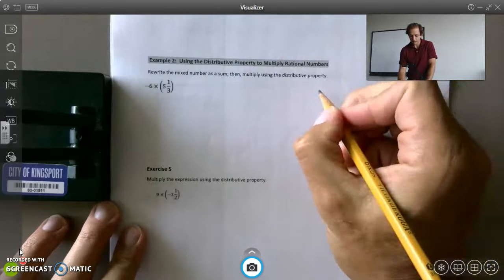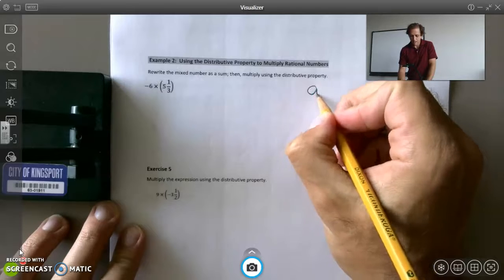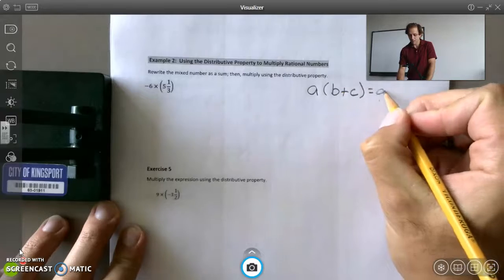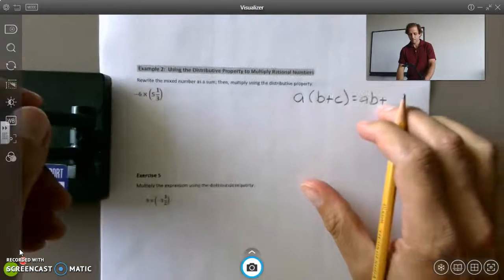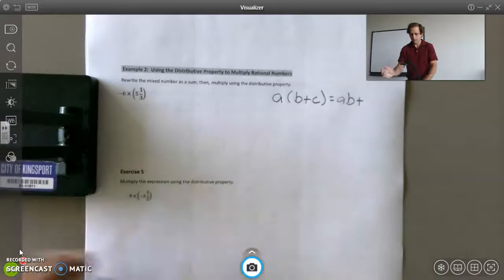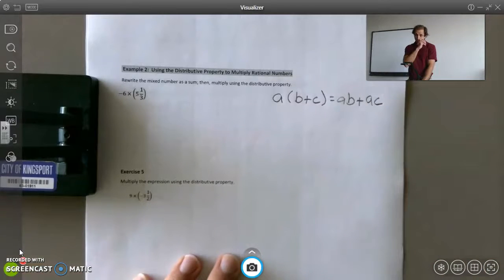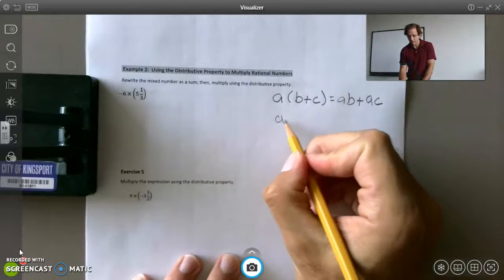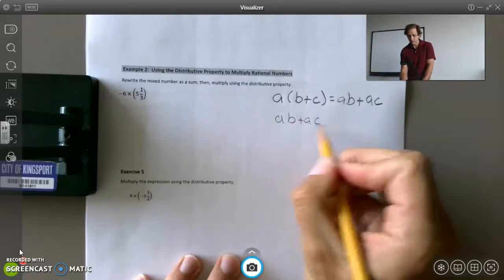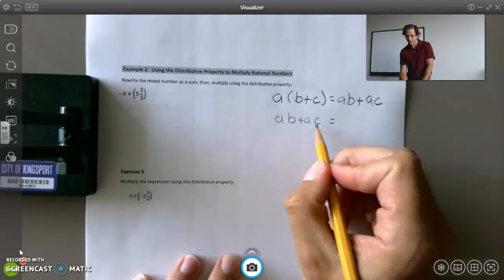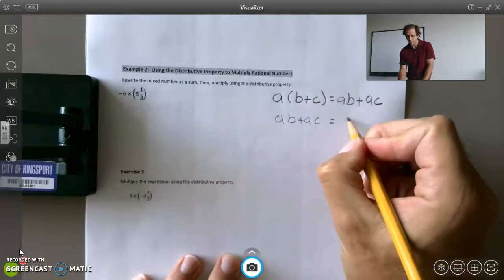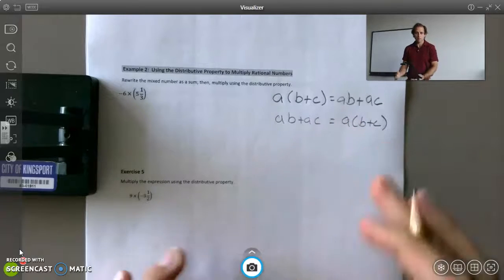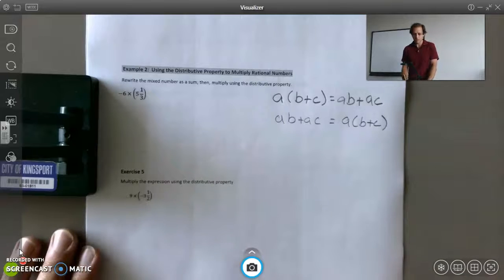The distributive property is the idea that if I have A times the sum of B plus C, that's the same as A times B plus A times C. Now, what would also be true is the converse: if I have A times B plus A times C, some number A, then I would also have A times B plus C. This is called factoring, but it is an application of the distributive property.